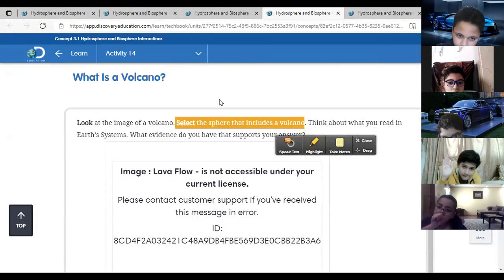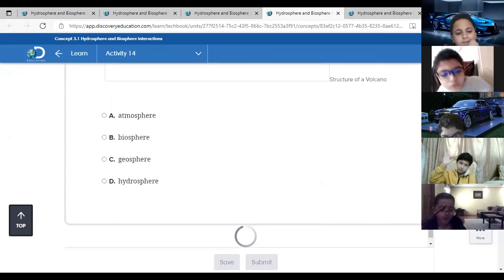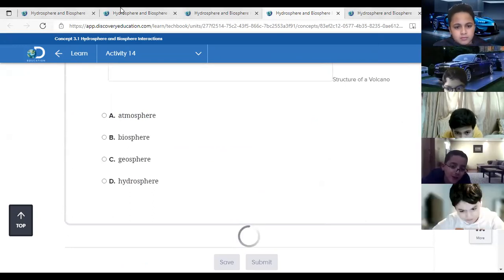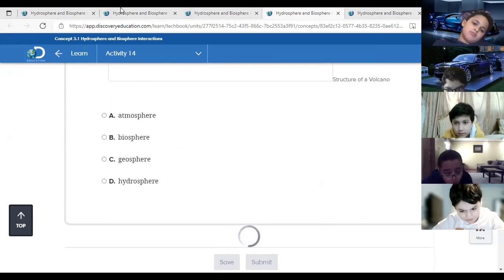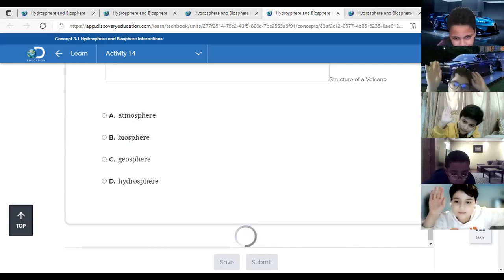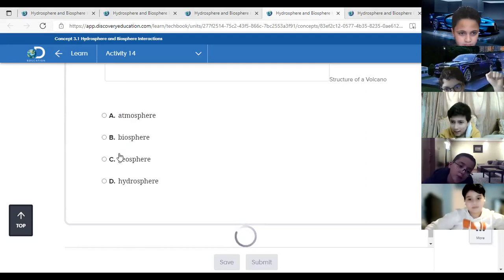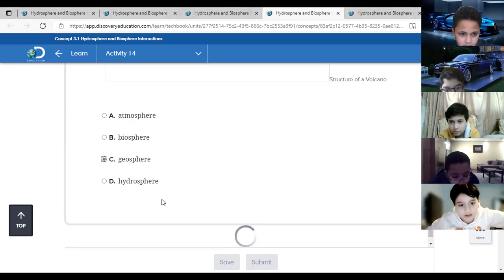Think about the volcano. Select the sphere that includes a volcano. Which one is it? Can anyone tell? Jawad. Hydrosphere, Mr. Why hydrosphere? Because the lava is like the water. No, the lava is never like the water. It has a higher temperature than the water. Thank you, Jawad. Ishaq. Yes, Mr. It's lithosphere. Lithosphere or geosphere. Excellent. Thank you.